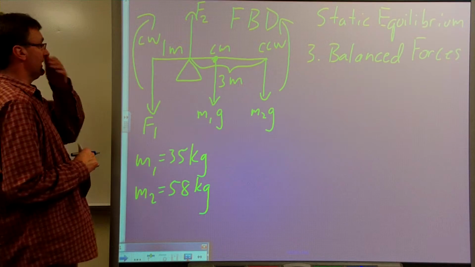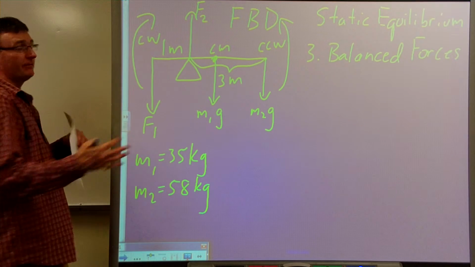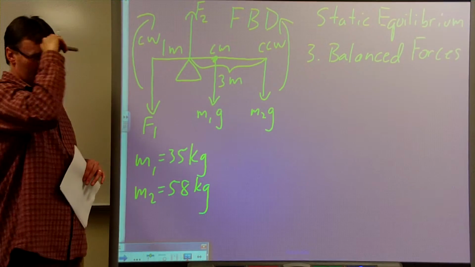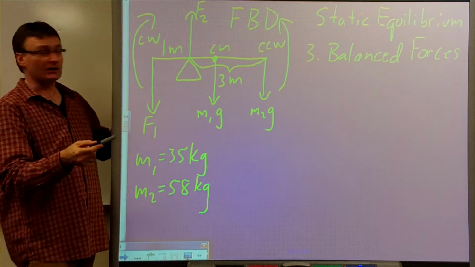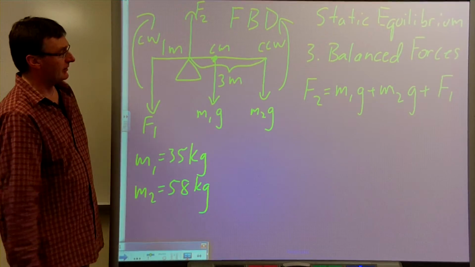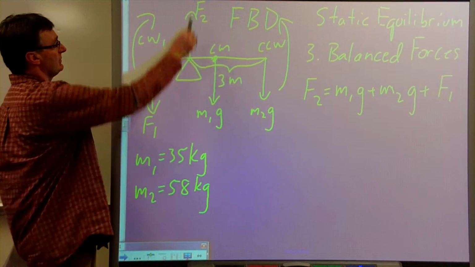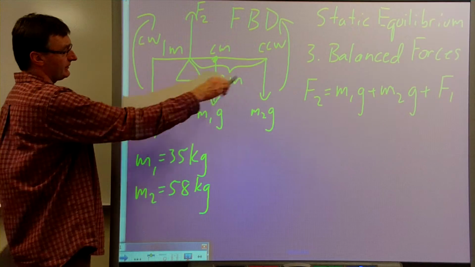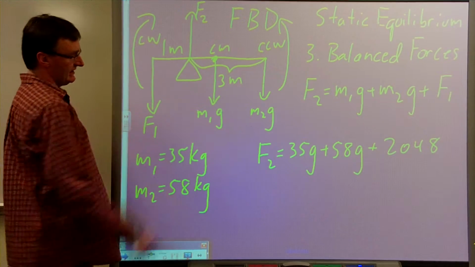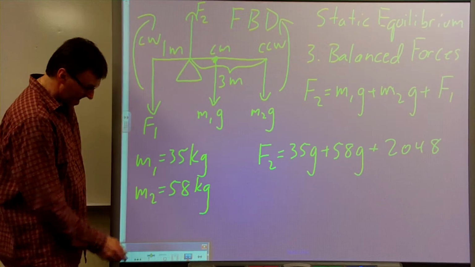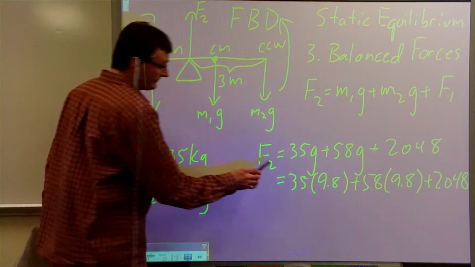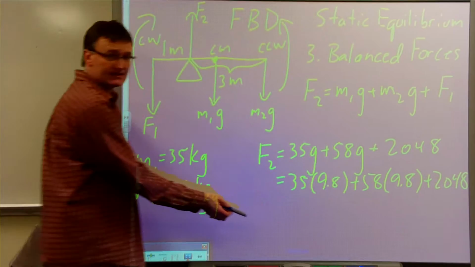Now we have to go with our balanced force equations in order to find out what F2 is. From our balanced torque equation we found F1, now we have to find F2 from our balanced forces. F2 is the only one in the up direction, and we have 3 forces in the down direction. So that just simply means that F2 has to equal those 3 forces added together. And again, I trust you can do the math. And again, note that there's no distances in here.